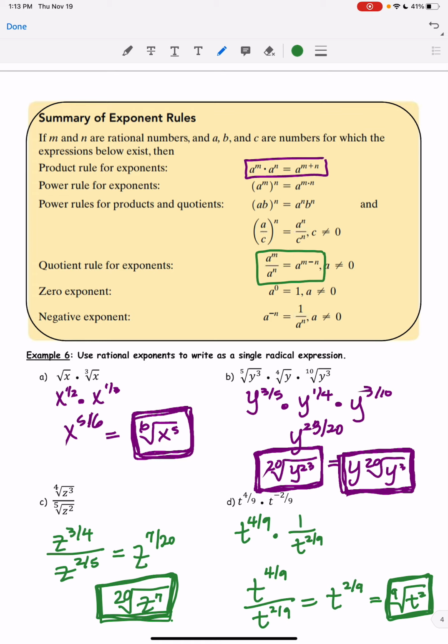So not only are you going to use this in calculus to write it from radical notation to exponential notation, so you can take the derivative. You can also combine radicals if they don't have the same index. So that's kind of another little cool thing you can do with them.